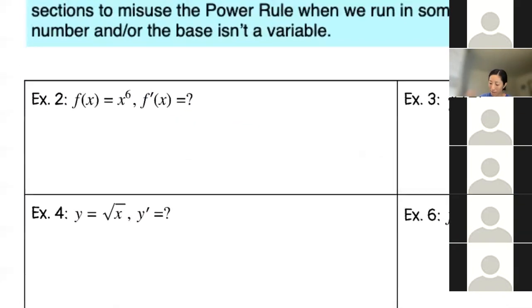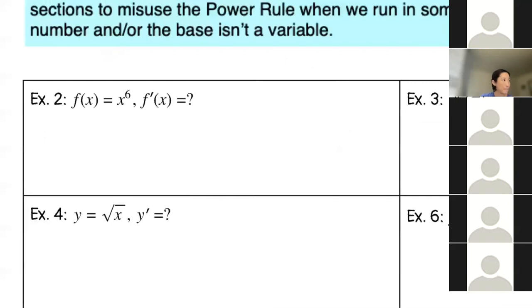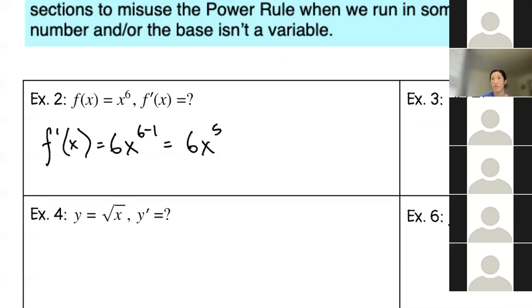Let's start off with example number 2. Okay. So if I want to find the derivative, my function is x to the 6th. The rule says we bring the power down, we keep our variable, and we lose 1 from the power. And so in this case, our solution will be 6x to the 5th. Exactly, Sherwin. Okay, 6x to the 5th.